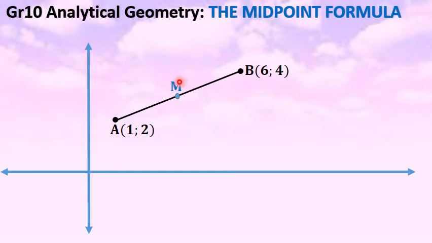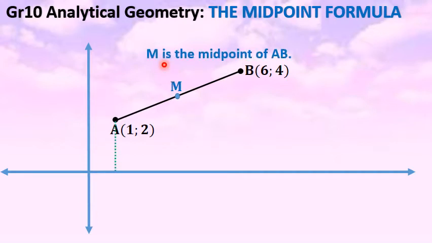Now let's have a look. This letter M is the middle point on the line AB. So that means the distance AM is going to be exactly the same as the distance MB. Now let's think about how we would calculate this midpoint.